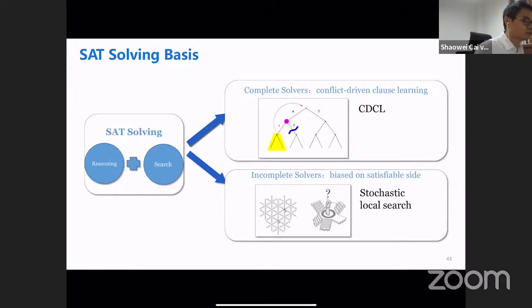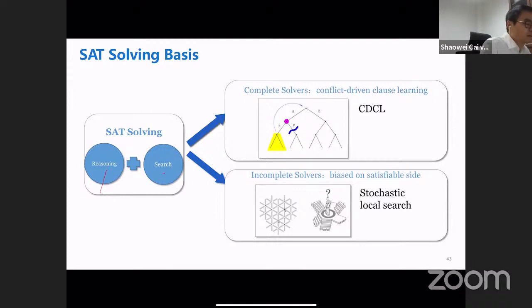Now we get to the solving part. I guess many of you already know this picture because in SAT solving, SAT is a logical problem, so we can use some logical reasoning to reason about the values of the variables. And the main method to tackle such combinatorial problems is to use search, either backtracking search or local search.